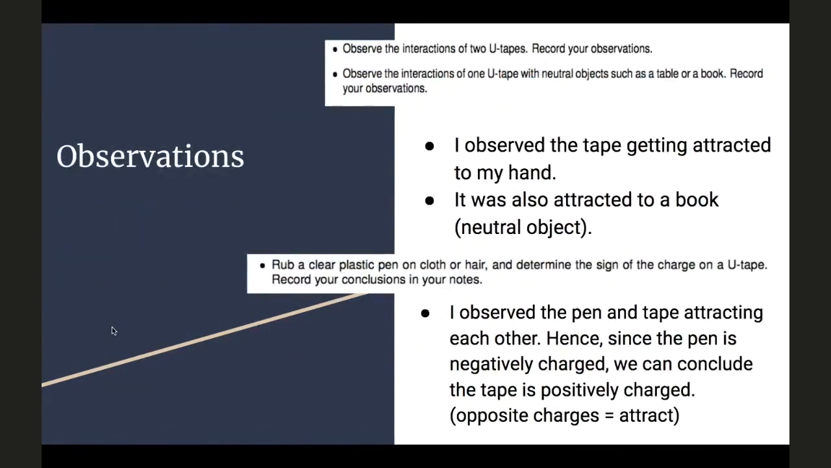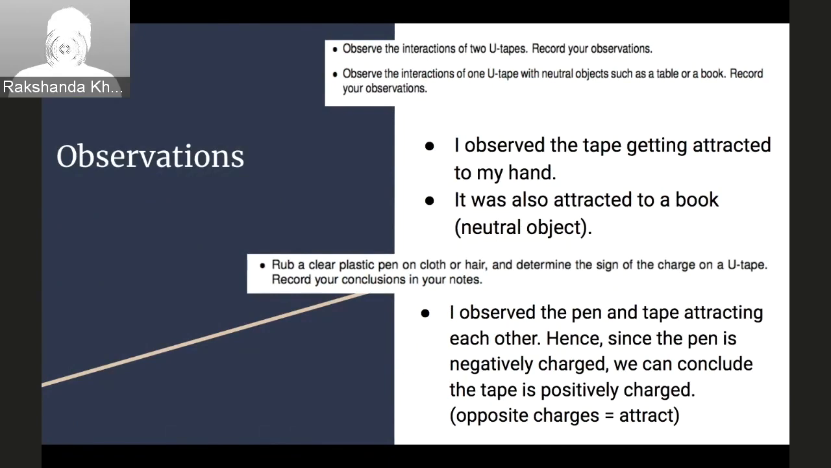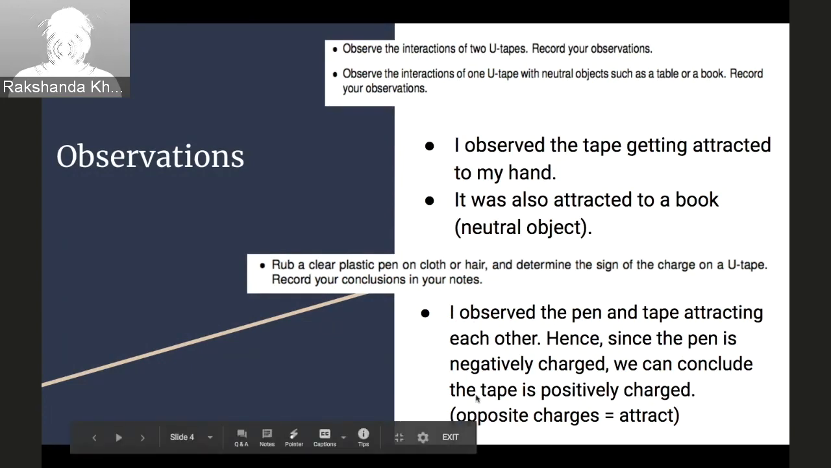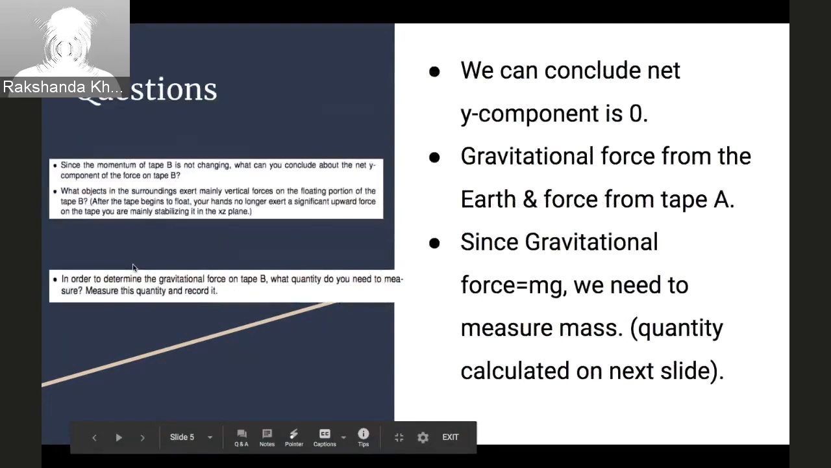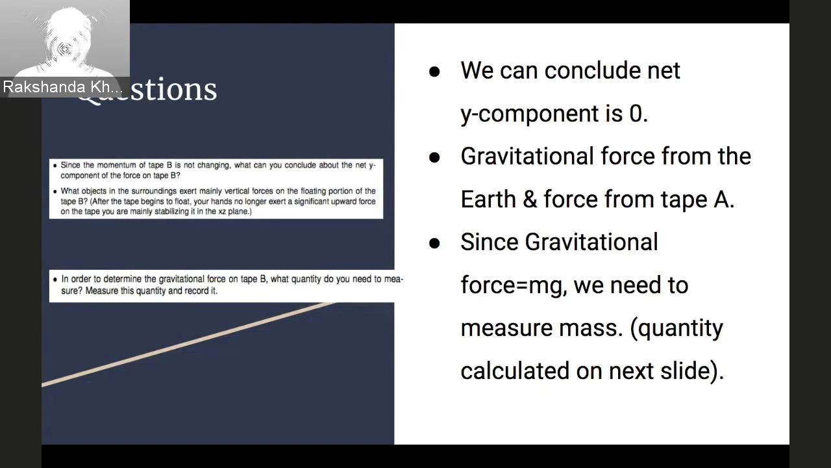Some observations. I observed the tape getting attracted to my hand. It was also attracted to a book, which is a neutral object. After rubbing a clear plastic pen on cloth, I observed the pen and tape attracting each other, and since the pen is negatively charged, we can conclude that the tape is positively charged since we know that opposite charges attract.